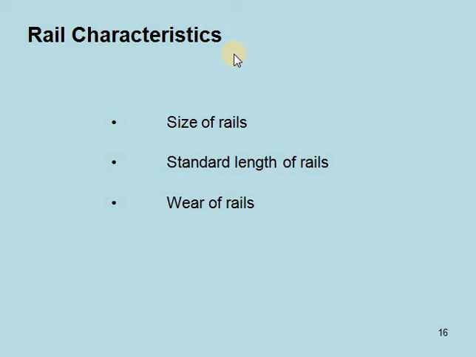So what are the rail characteristics and how should they be? First of all, we have to see the size of rails, whether they are in the correct shape or not. Next, the standard length of rail. Does anyone know the standard length of one rail? We have to check it. And next, wear of rails. We also have to check the strength and durability. So these are the rail characteristics.